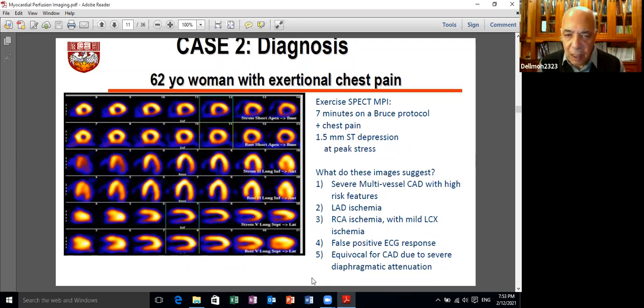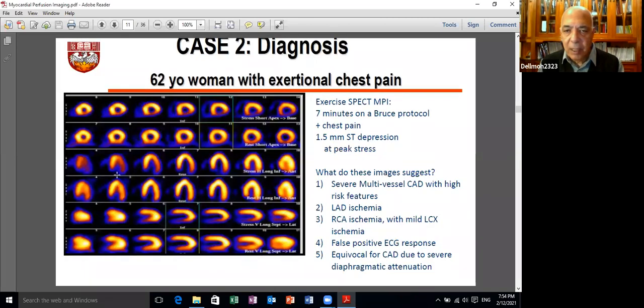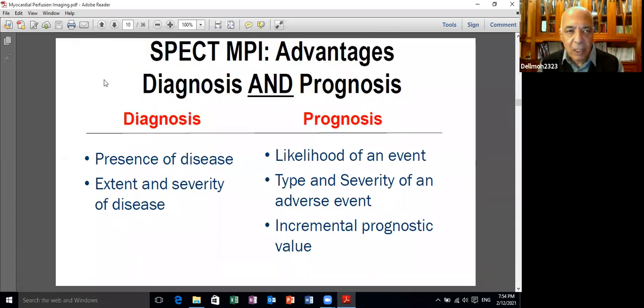Now, the correct answer is number three, but let me go through all of them going from below to upward. Number five, equivocal for coronary artery disease with severe diaphragmatic attenuation. Now, as you see, the exercise test here is positive. The patient went on for 7 minutes, got chest pain, and got ST-T wave changes in the electrocardiogram. So it's impossible to be attenuation, although the exercise test is positive.